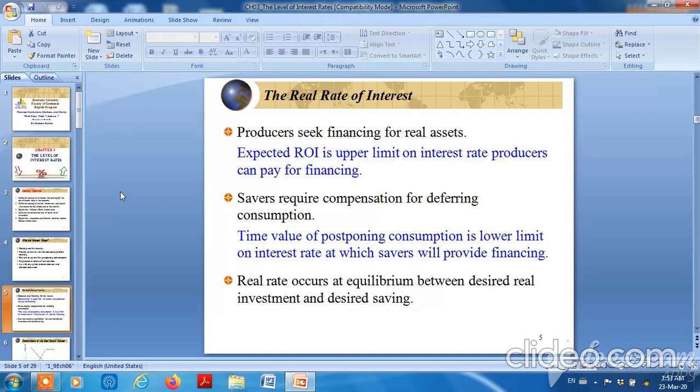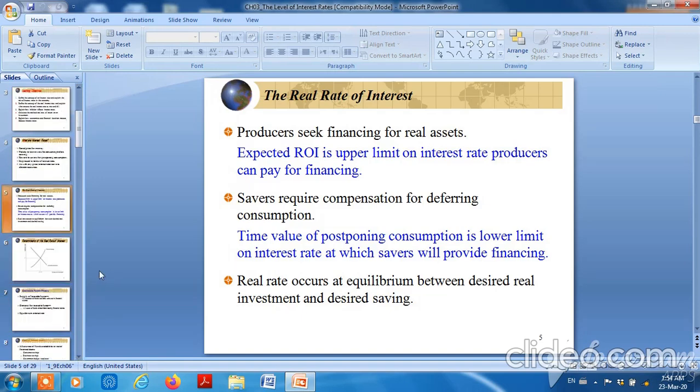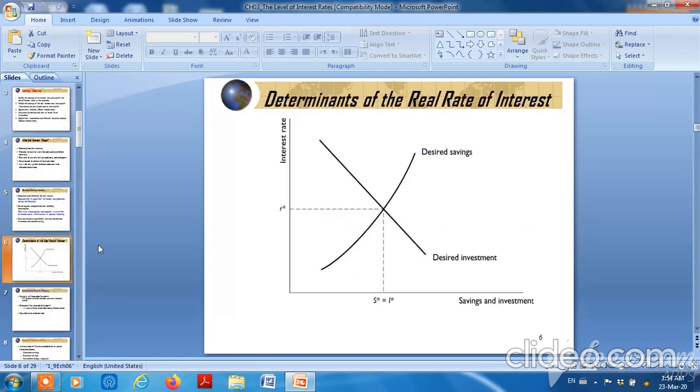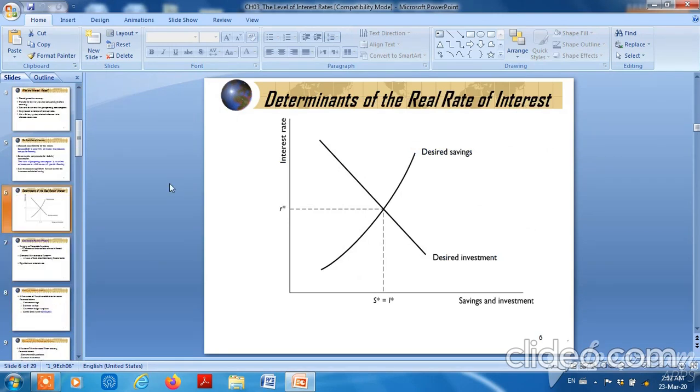Okay. Real rate occurs at equilibrium between desired real investment and desired saving. So the real rate of interest will occur at the equilibrium point, the intersection between desired real investment and the desired saving, as we will see in this exhibit, in this figure.